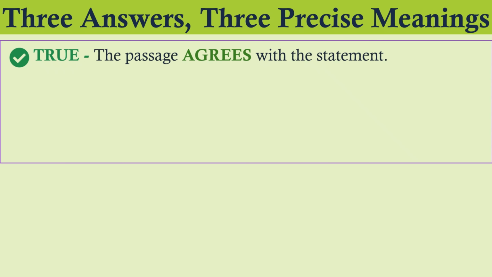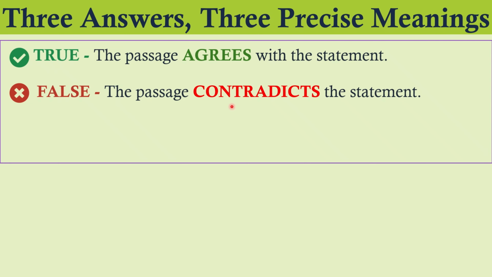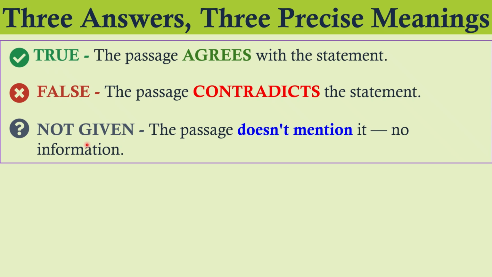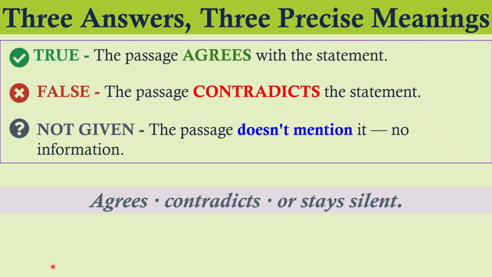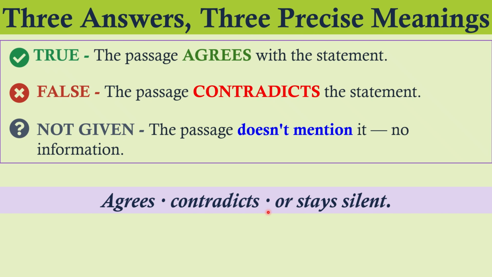True means the passage agrees with the statement. The information is there. False means the passage contradicts the statement. It says something different. And not given means the passage doesn't mention it at all. There is simply no information. Agrees, contradicts, or stays silent. Those are your three possibilities.